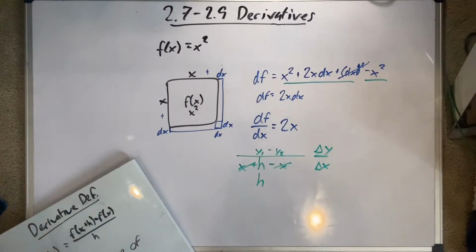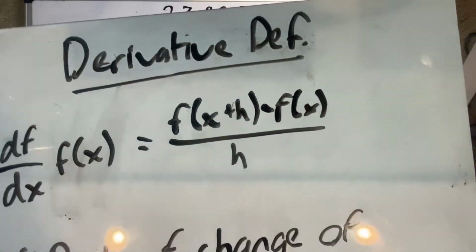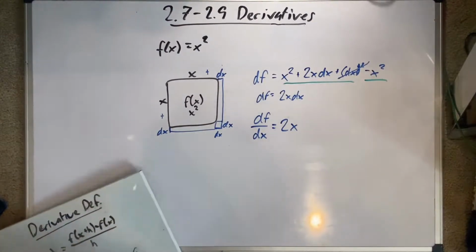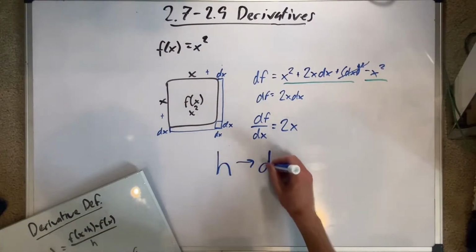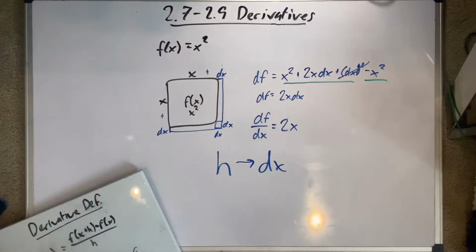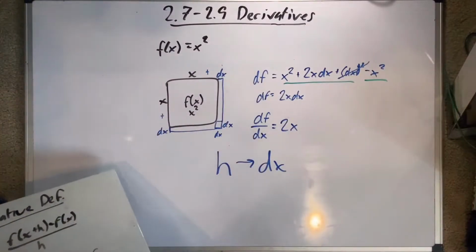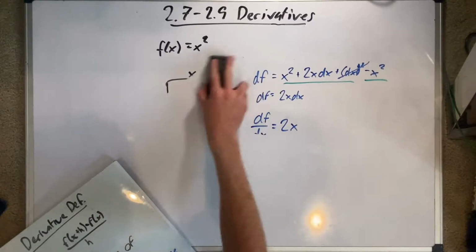Now, why is there an h here when we use dx's down there? Well, that's just because calculus uses the variable h to represent a tiny difference in x. So that's literally all it is to it. There's no specific thing. It's just that we use the variable h to represent d of x.